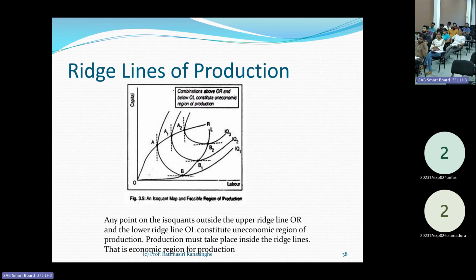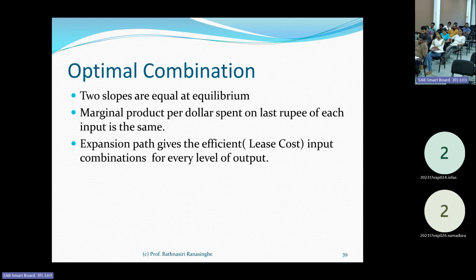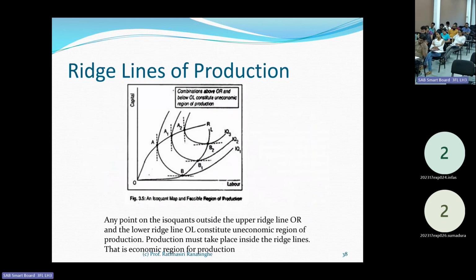This upper ridge line and the lower ridge line, in between them, explain the feasible region of production, where we can produce having positive marginal productivities. In this feasible region, both the marginal productivity of labor and the marginal productivity of capital are positive. But you know these lines, right?